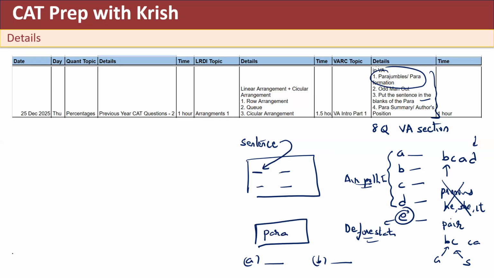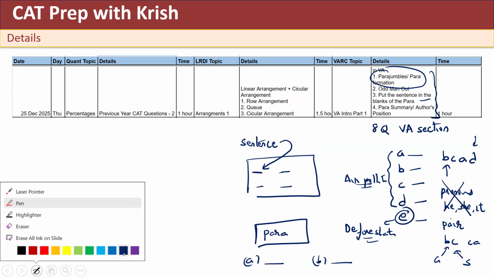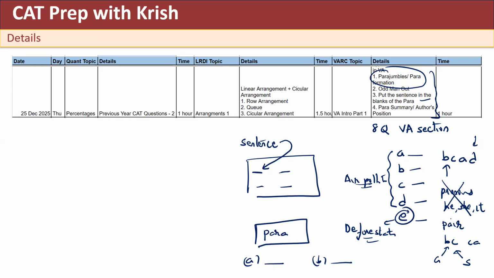Okay, next coming to LRDI. What I understood is that there are 3 topics in this particular arrangements chapter. We have row arrangement, queue, and circular arrangement. In row arrangement, it's basically the people sit or stand side by side. And when we talk about row arrangement, it is very important that we know about immediate right and immediate left. So when we say immediate right and immediate left, it is exactly on the right side, or exactly on the left side of that person.